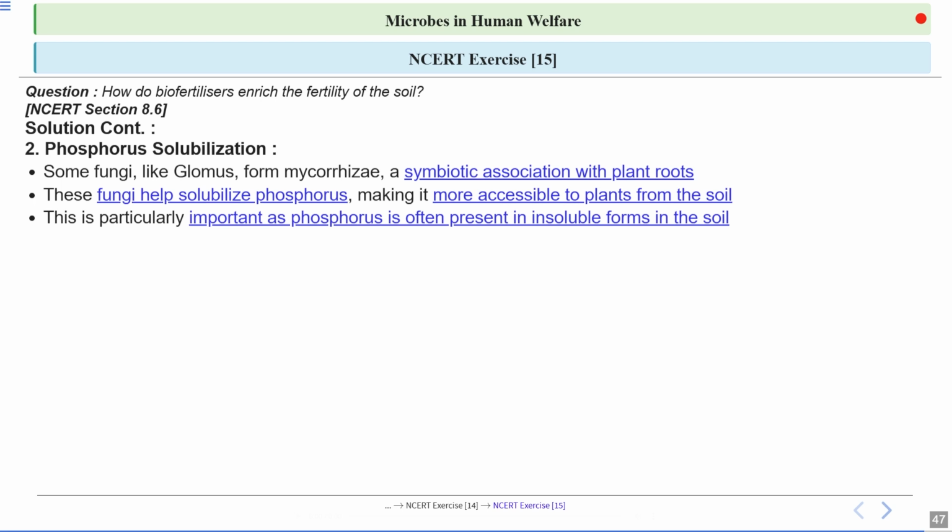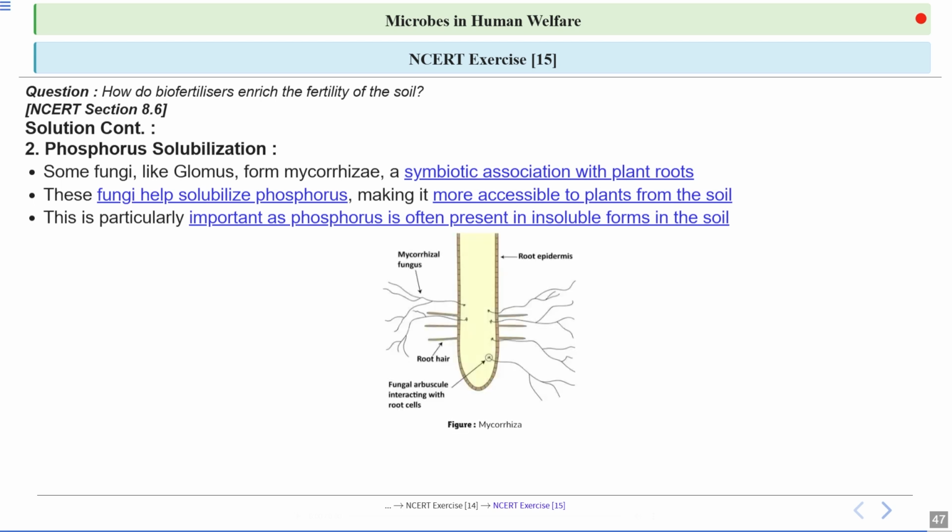This is particularly important as phosphorus is often present in insoluble forms in the soil. Plants cannot absorb this insoluble form of phosphorus. That's why phosphorus is solubilized first. In this image, you can see mycorrhizal association.